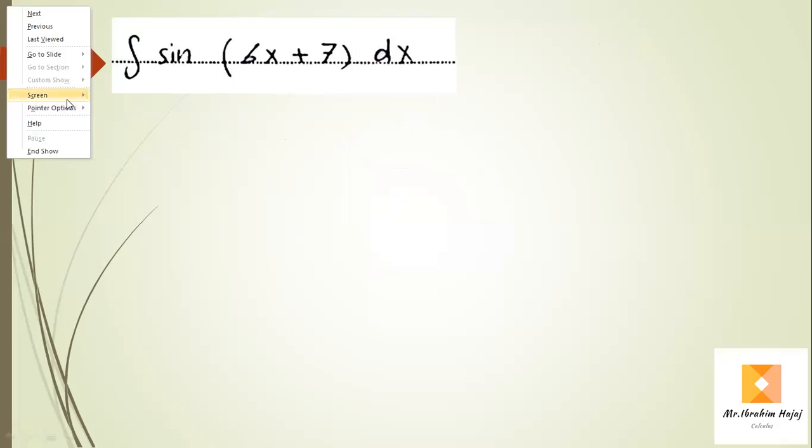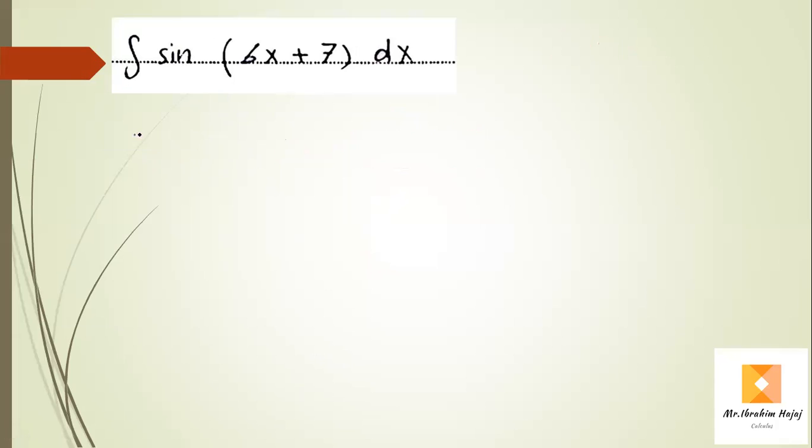Listen carefully, guys. When you have a trig function like sine, cosine, tan, cotan, and you have to find the integral of this function, and the angle is linear, the angle is linear. So simply, what's the integral of sine? The integral of sine is negative cosine, the same angle, 6x plus 7, and then divide by, as we said in the previous session, the integral of sine 3x is negative cosine 3x over 3. So the same here.